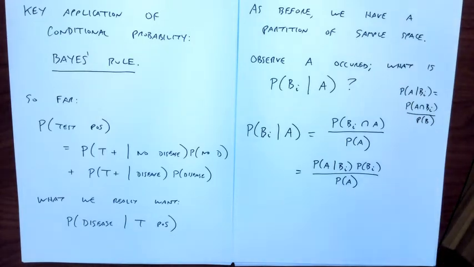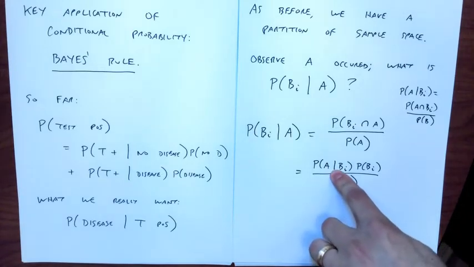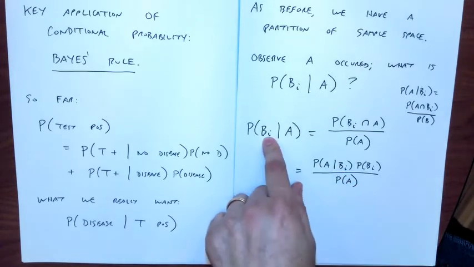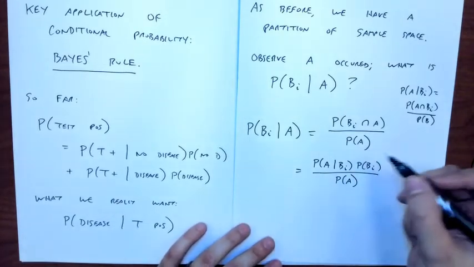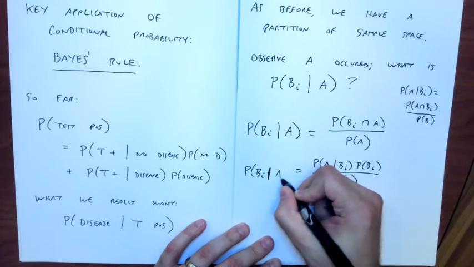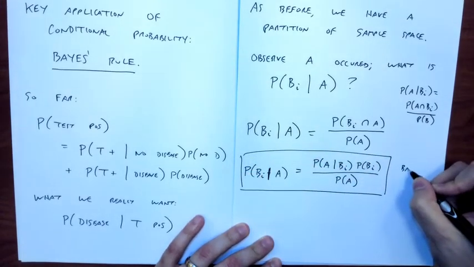So this is a nice little avenue to get from these things, which I can often characterize in a real-world application, over to this thing, which is often what I want to actually know, okay? And I think this is the key thing, right? I'm going to put a box around this. This is basically Bayes' rule.